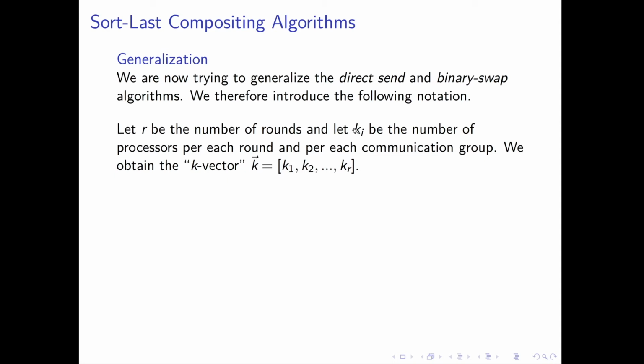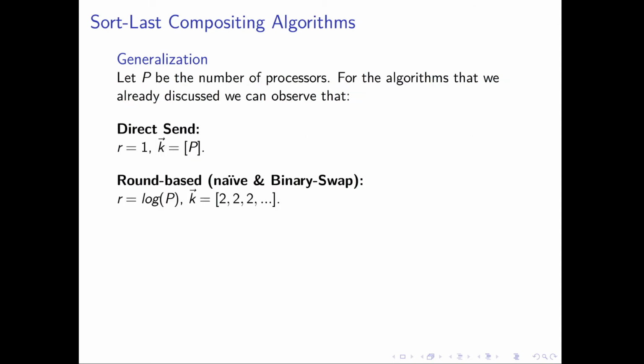So let me just give you an intuition by showing you what that would be just for direct send and for binary swap. For direct send, R would be 1 because we have exactly 1 round. And our vector would be a vector of size 1, right? Because we have exactly 1 communication group, and the size of the communication group is P. So all the processors participate in this communication group.